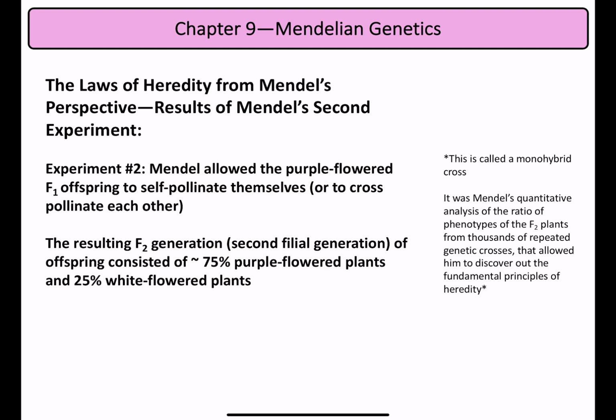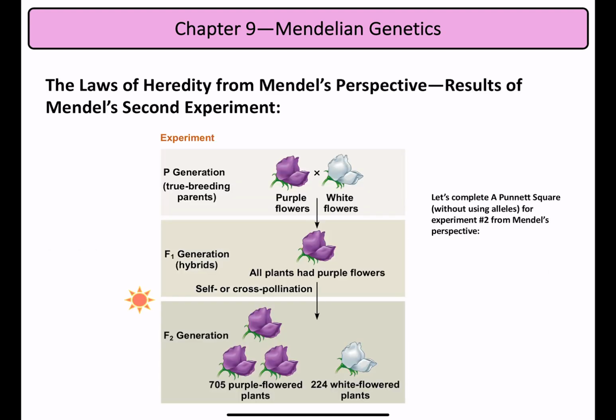This is really important results here. What he saw in the F2 generation, that 3-to-1 phenotypic ratio, 3 purple for every 1 white. And again, he repeated this thousands of times, and that ratio held true. Here's another perspective. This is exactly what he saw in his first experiment, 705 purple, 224 white. We just did this together.